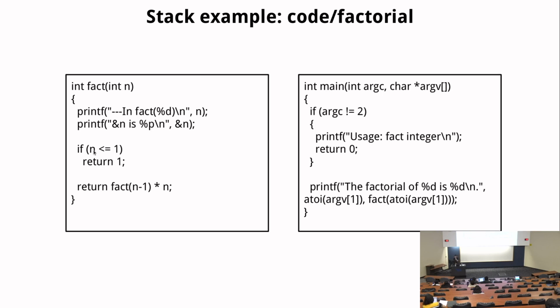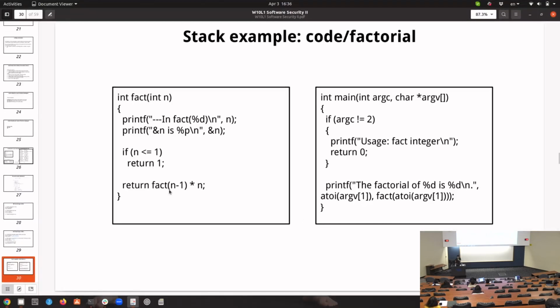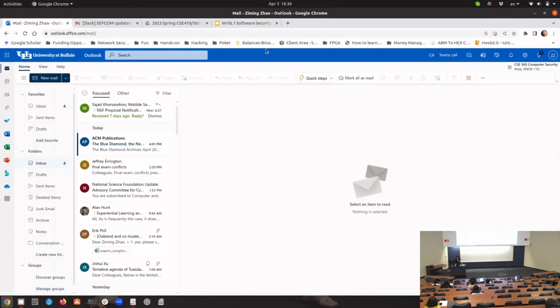If that number is 1 or smaller than 1, it will just return 1. Otherwise, it will recursively call itself: it will call fact of n minus 1 times n. So first of all, do you understand the recursive function here? If you understand the recursive function at the C level, then let's see how this is actually compiled. What was this eventually compiled to at the binary level? We go to our server.